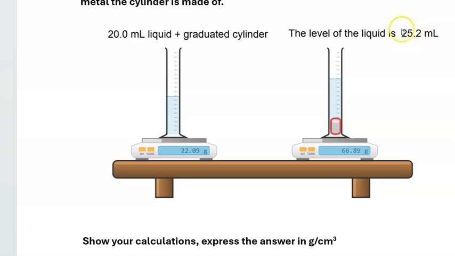But is this the volume of the solid? No, because you have here first the volume of the liquid. Then in order to get the volume of the solid, you have to subtract. And the same thing with the mass. You have here the mass or the weight of the cylinder plus the water plus the empty graduated cylinder. Then if you subtract this to this, you will get the mass or the weight of the solid.